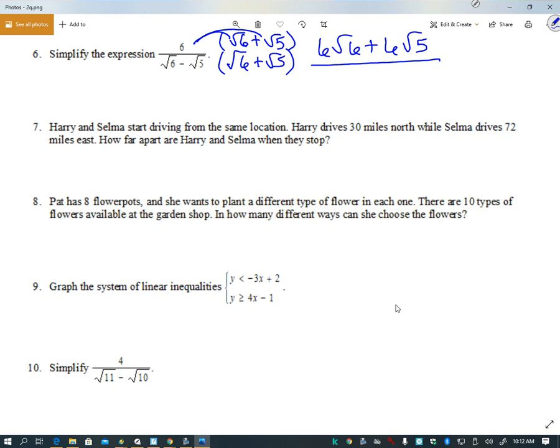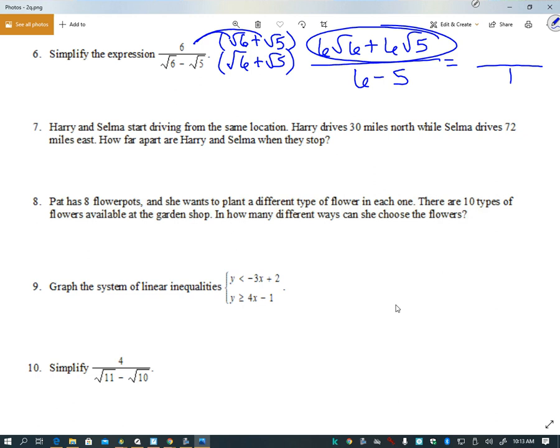What do I get for the denominator? 6 minus 5, because it's a sum and difference. It's the same thing. The only thing that's different is the operations in between. Radical 6 times radical 6 is what? 6, and negative radical 5 times positive radical 5 is negative 5, which gives me a denominator value of 1, which means my answer is my numerator.